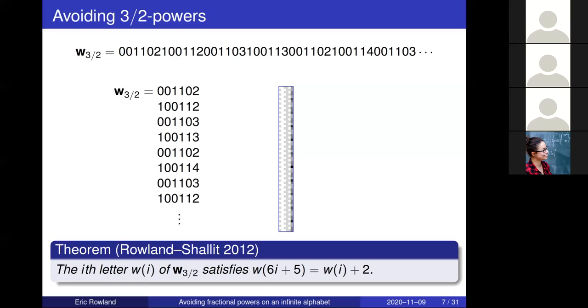The ith letter of this word w sub 3/2 satisfies this recurrence. The first 5 columns are periodic, and then in the 6th column, I should say, we're starting indexing all words from 0, so the first column is the 0th column and the last column is the 5th column. The letters in this last column are at the 6i plus 5 positions, and they exactly correspond to the letter in the ith position, just shifted up by 2. And from this recurrence, you can easily write down a morphism that generates this word, and we'll do that later on in the talk.